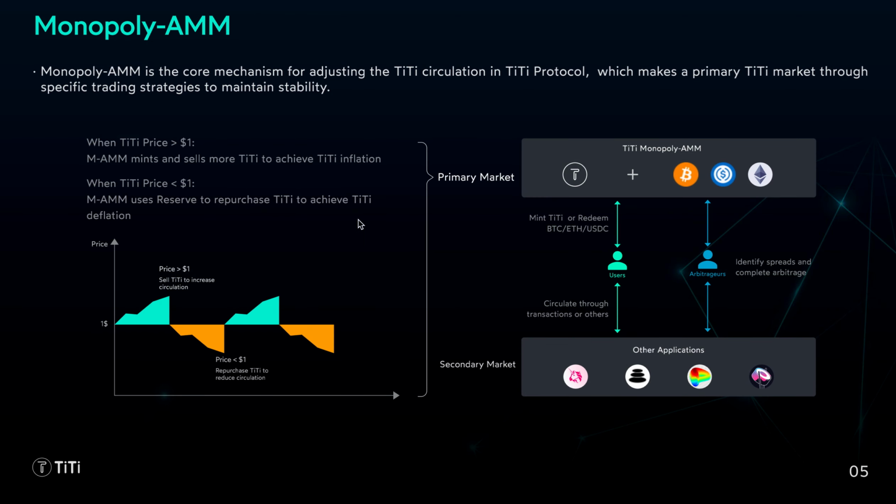In this page, I'm going to elaborate on the M-AMM definition, its function, and what can be achieved. M-AMM is designed to mint TiTi, detect real-time price change to dynamically adjust TiTi supply, thus realizing price stability. First, let's introduce the monopoly market making mechanism in traditional finance.